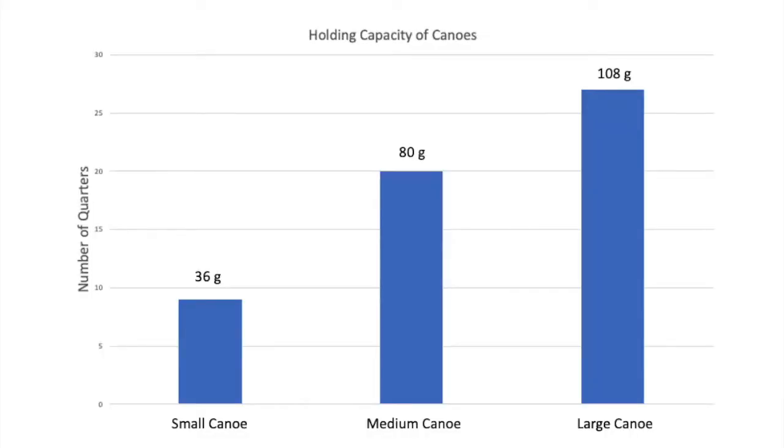So after testing the 3 boats, here are our results. The small canoe was able to hold about 9 different coins, the medium canoe held about 20, and finally the large canoe held about 26. We have the mass that they were able to hold in there as well, but as you can see, the large canoe was able to hold the most number of coins, and therefore the largest amount of mass as well. So in summary, our largest and longest canoe was able to hold the most amount of coins while still staying buoyant.